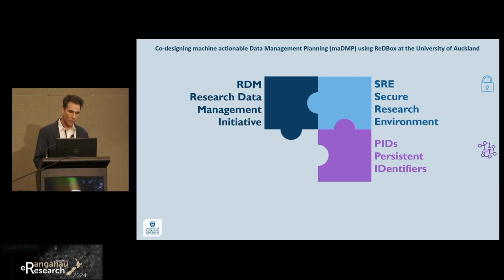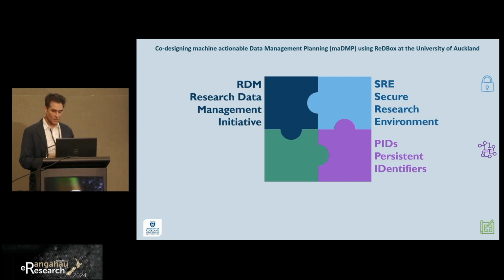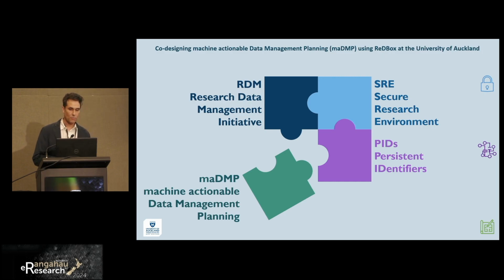And PIDs probably doesn't need any introduction. Persistent identifiers are the likes of digital object identifiers, so DOIs, I'm sure you're familiar with, ORCID. We're looking at PIDINST, which is an identifier for instruments, and also RAID as well, which is a research activity identifier. So these are two of the streams of work, and the one I'm going to talk to you about, drum roll please, is the machine-actionable data management planning tool or platform.